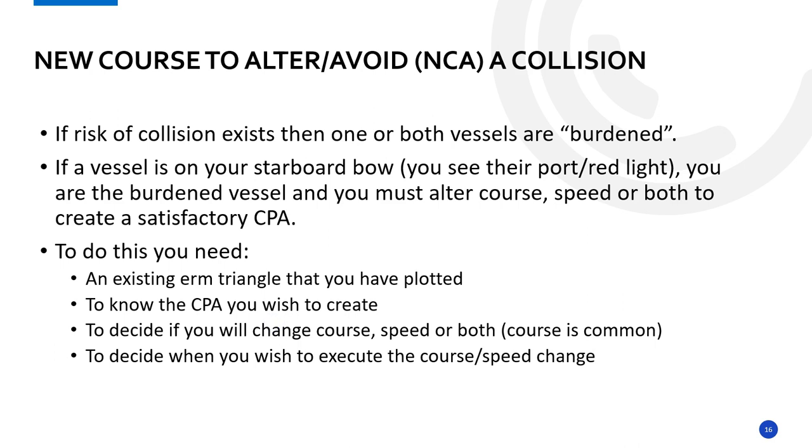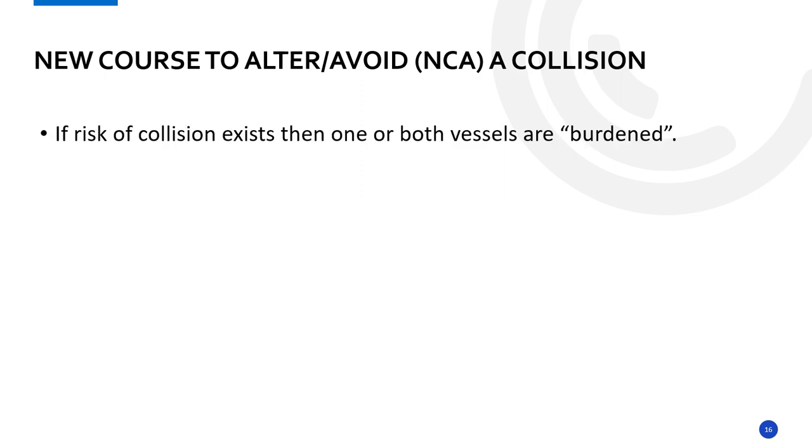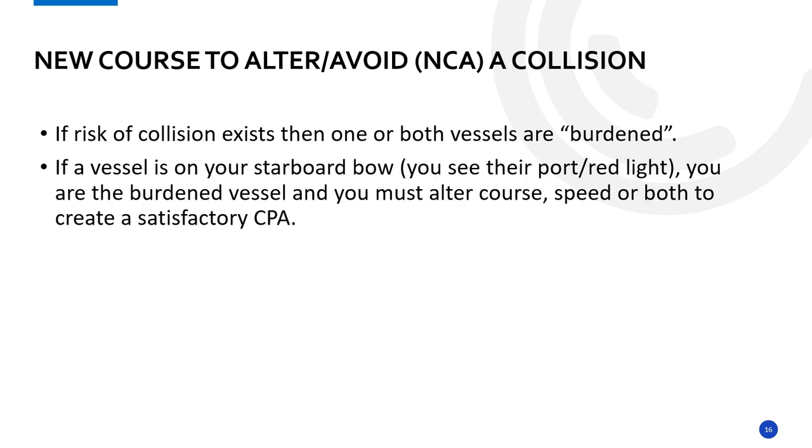And now we're going to talk about another situation. Here we're going to consider that we are the burdened vessel, and that we're going to alter our course to avoid a collision or to increase our CPA to something that's more acceptable. So if a risk of collision exists, then one or both vessels are going to be burdened. If we're meeting, then we're both burdened. But if one vessel is on the starboard bow of the other, then that vessel is the burdened vessel. So if the vessel is on your starboard bow, you are the burdened vessel.